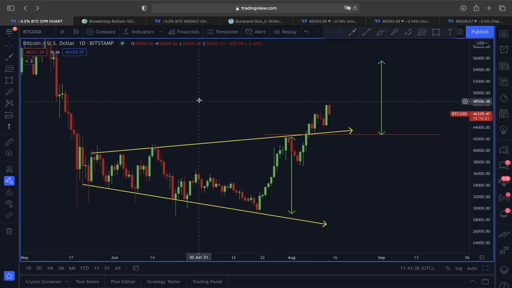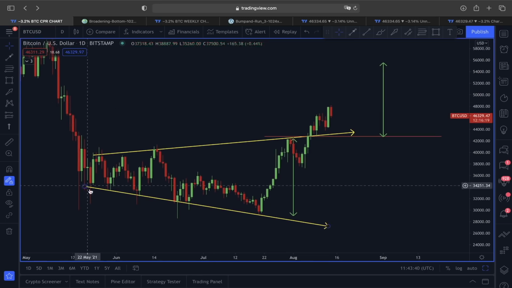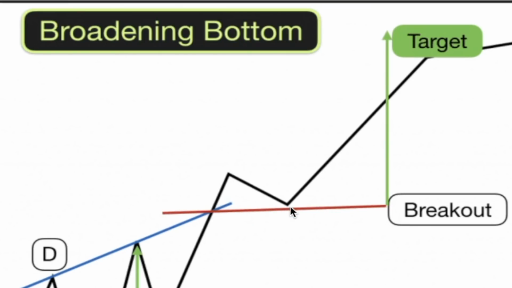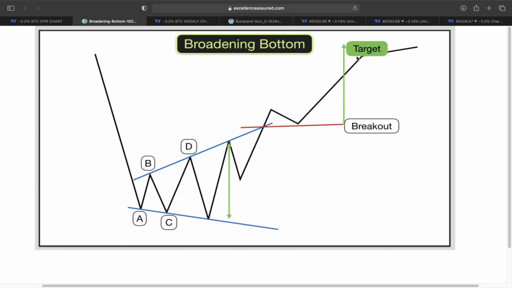So let's start here in the daily time frame, because if you look at the price action of Bitcoin, you can see this scenario is known as a broadening bottom. According to the broadening bottom, once the price breaks out of this upper line, the resistance line, and the same resistance line acts as a support, then we are ready for a new upside price movement.